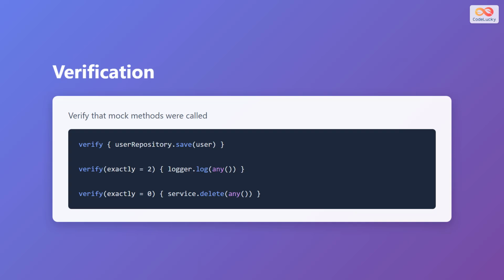For example, exactly = 2 verifies that the log method was called exactly twice. You can even verify that a method was never called by using exactly = 0. This is useful for ensuring that certain operations didn't occur under specific conditions.